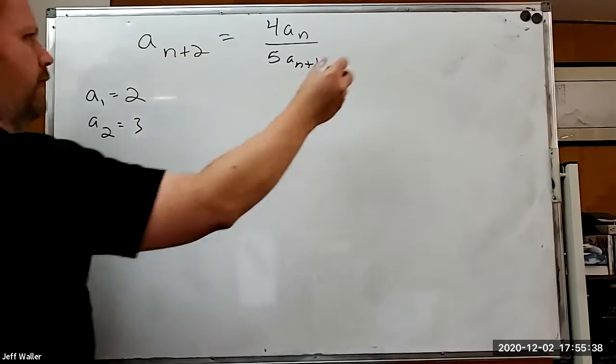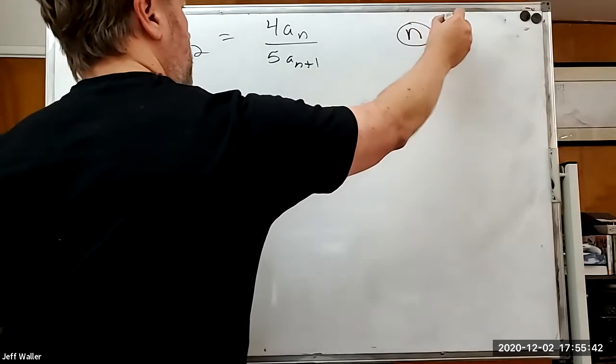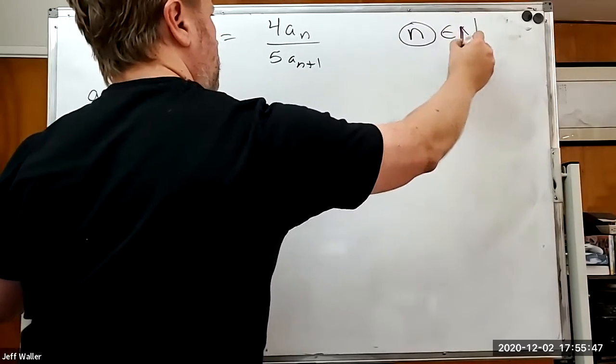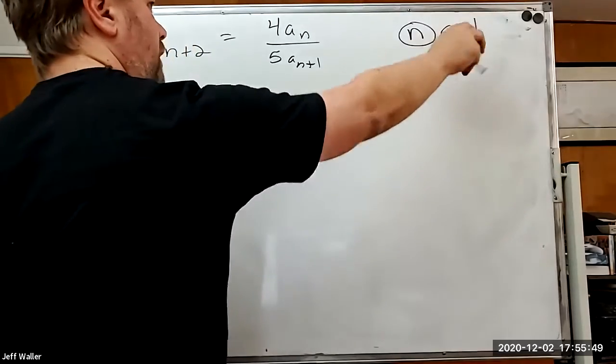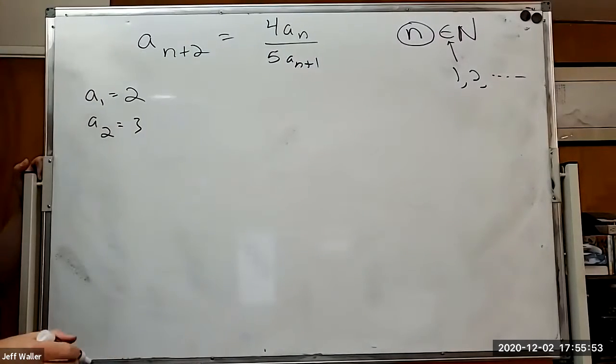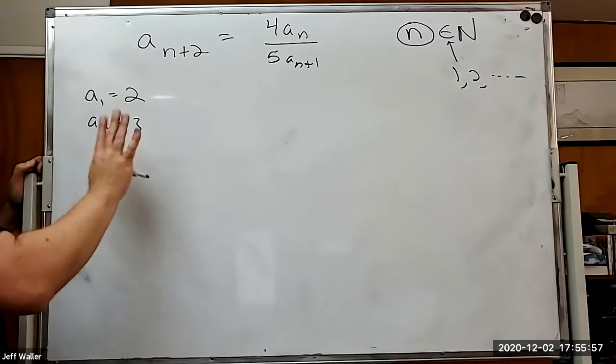And normally N starts at 1 because we use that letter when we want it to be an element of the natural numbers. I don't know if you guys have ever seen that symbol. Element of the natural numbers, which is 1, 2, and so on. Actually, it doesn't have to be, but it normally is.